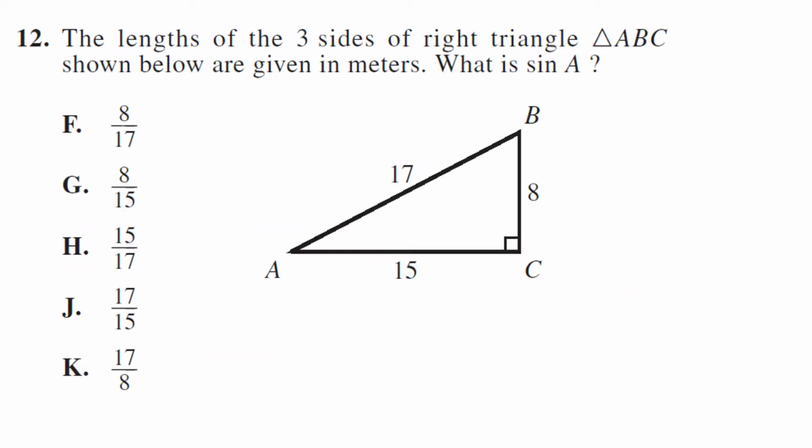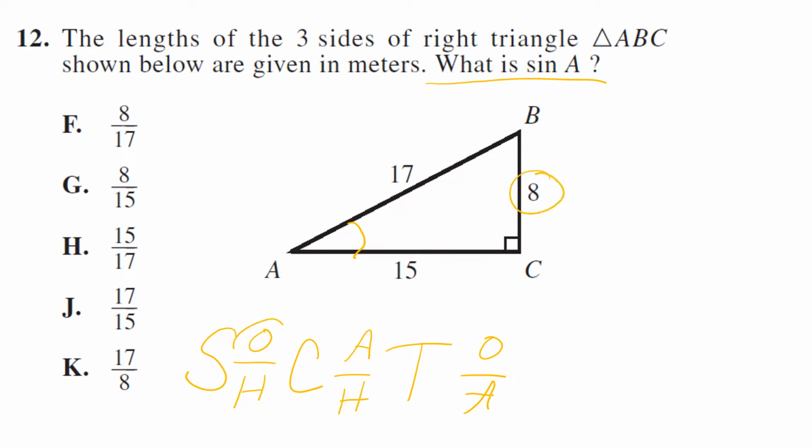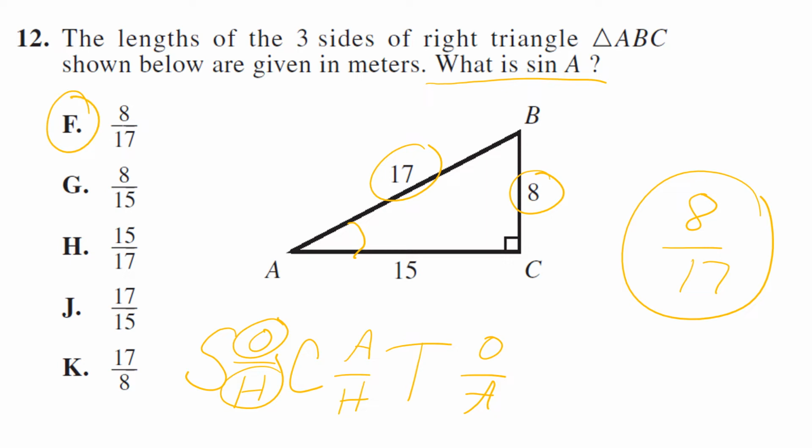The lengths of the three sides of a right triangle are below. What is the sine of A? Just need SOHCAHTOA. Sometimes you have some catchy acronyms to help remember this. So we want to know the sine of A, this angle, which is the opposite, 8, over the hypotenuse, 17. So 8 over 17, and that does not reduce, so your answer has to be F.